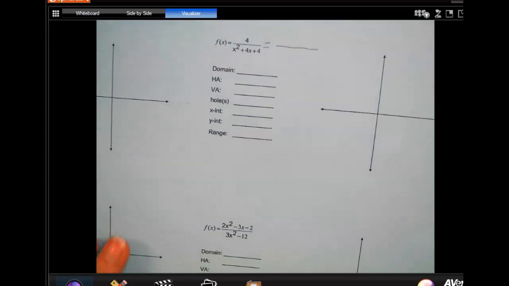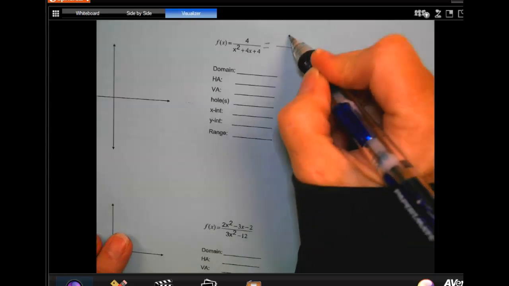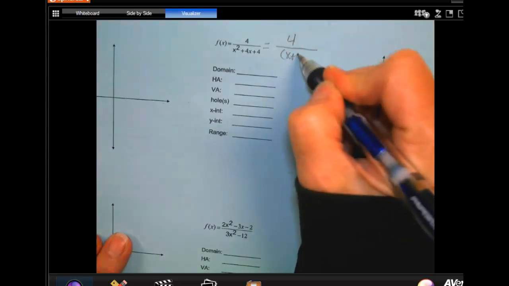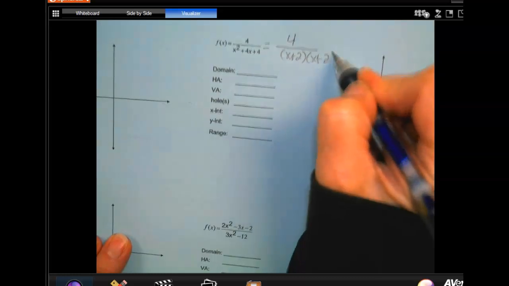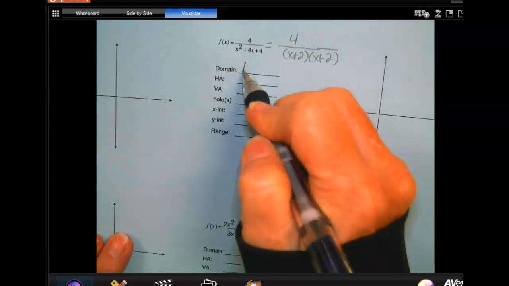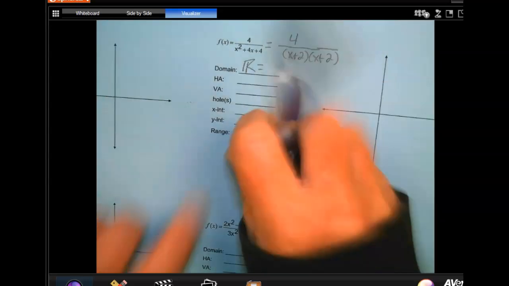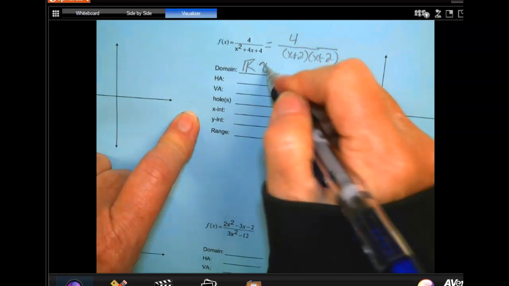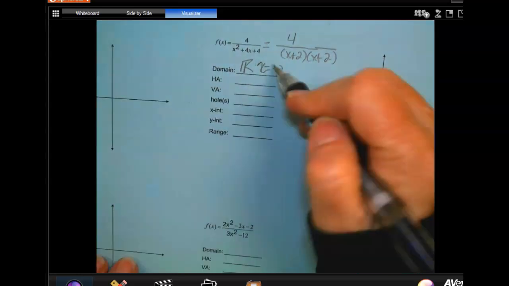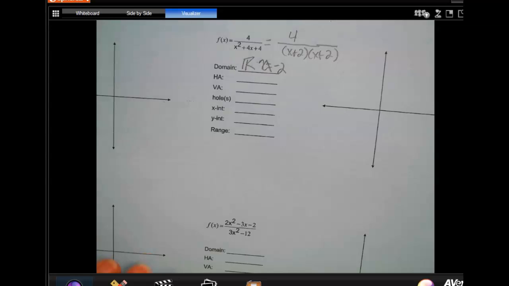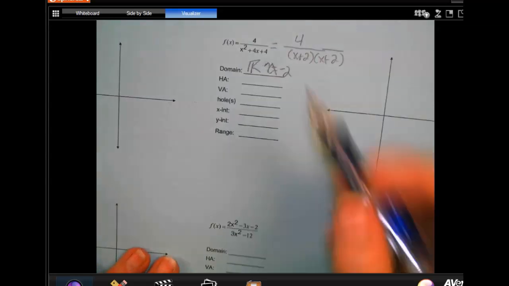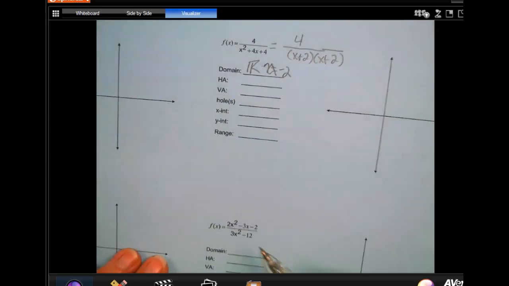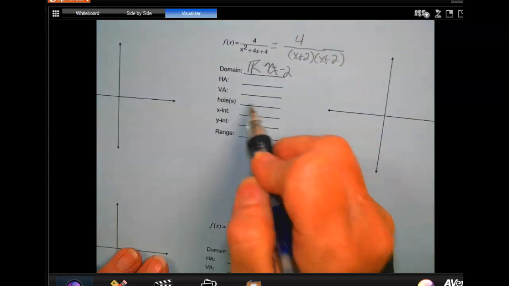Okay. So, okay, how many of you got a domain? I think what we're doing. So, the first thing we have to do is factor, right? And so you're right. What can we not have? All right, so we can't have x equals -2. So we can't have that. So the next thing that I want to know is, did anything cancel? No. So do I have a hole? No. No hole.